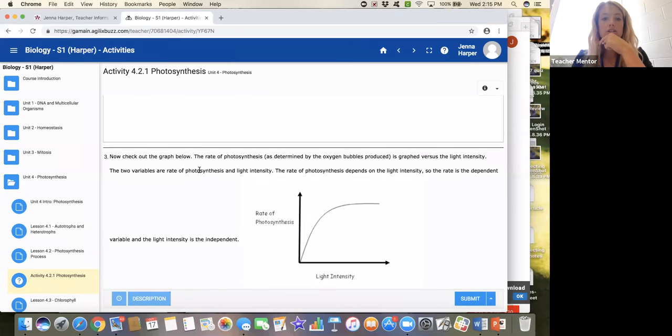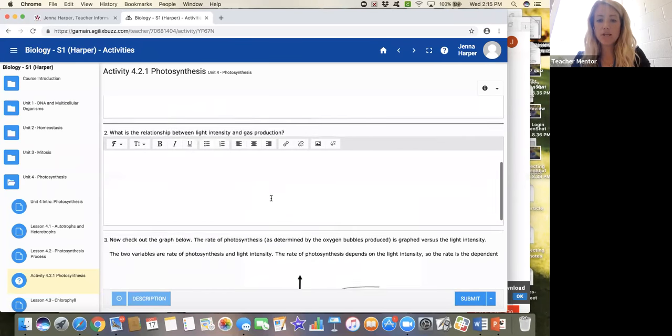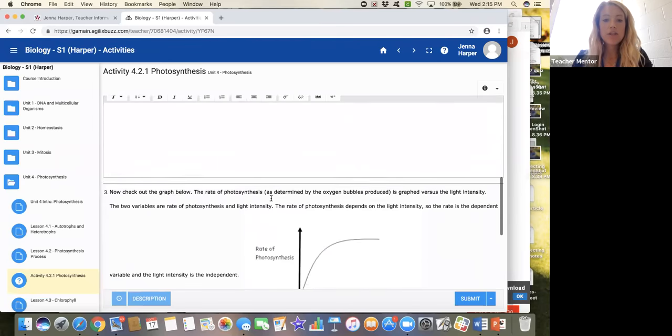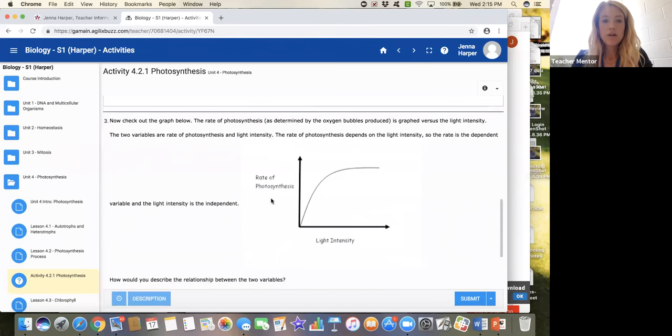Okay. Now check out the graph below. The rate of photosynthesis as determined by the oxygen bubbles produced is graphed versus the light intensity. The two variables are rate of photosynthesis and light intensity. So right here we have rate of photosynthesis, and this is how much light we are giving it.